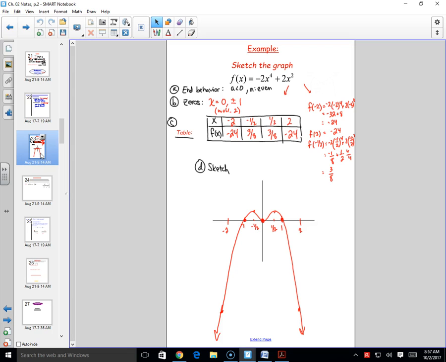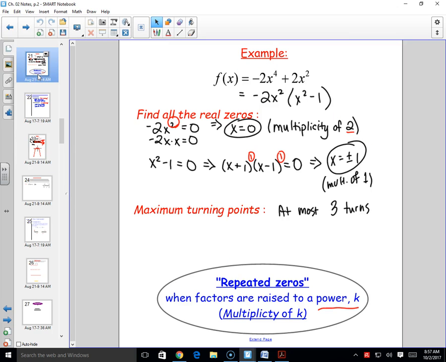Chris, go ahead. Sorry, can you just go over the multiplicity again? Like if it's the highest power? It's the power, not of the original. It's the powers of the factors when you have fully factored the function.